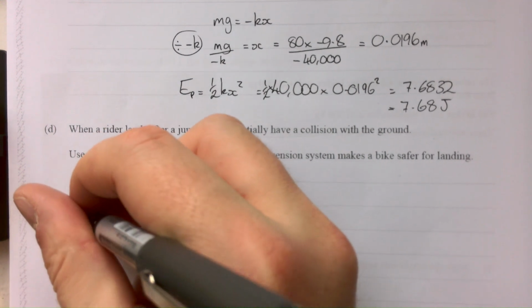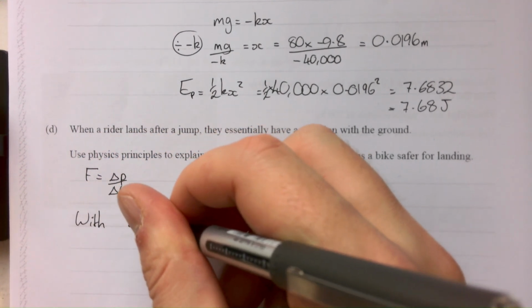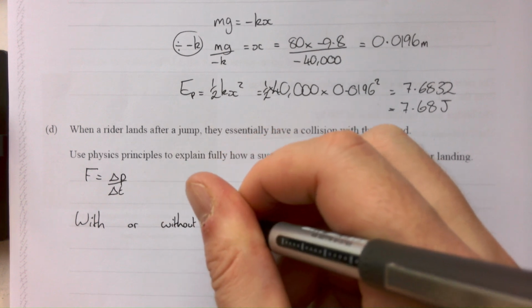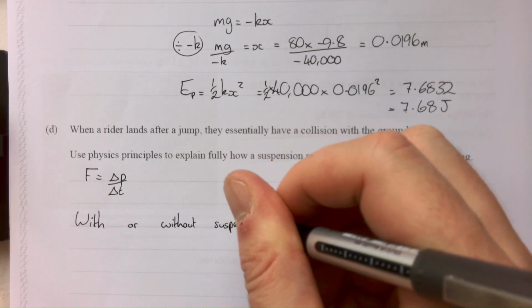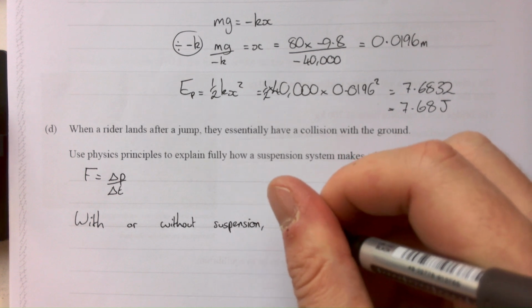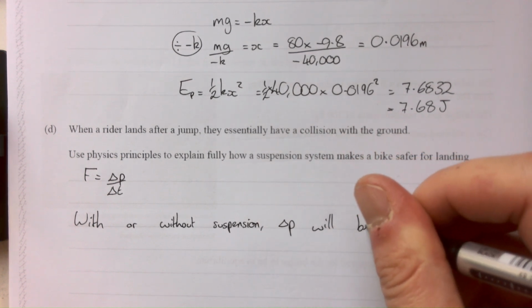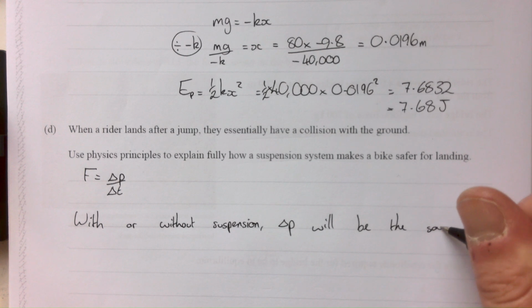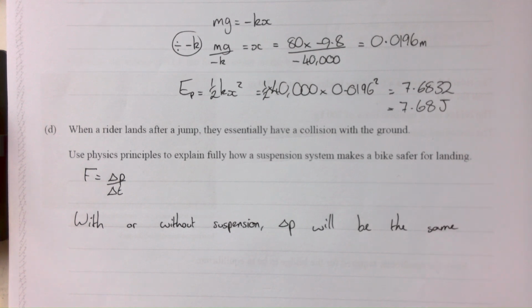Now, with or without suspension, I'm going to claim that the change in momentum is a constant. Delta P will be the same. Not having suspension doesn't stop you falling any slower, and so he'll hit the ground with the same speed and eventually come to a stop, whether or not he has suspension. Comfort is different, the force he experiences is different, but the change in momentum will be the same.